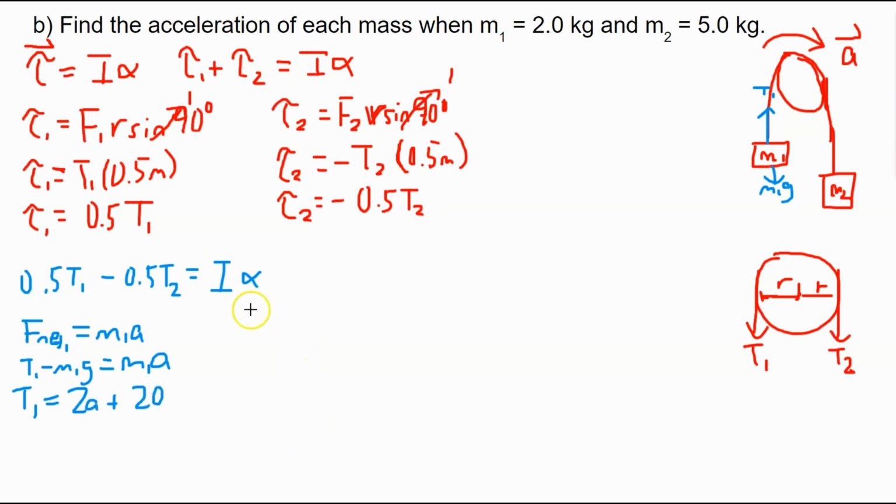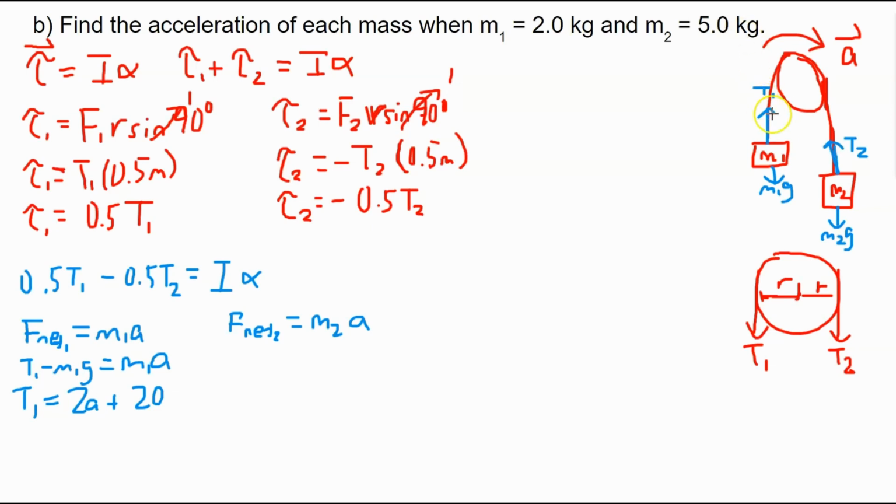And now for the second mass, so F net 2 is equal to M2A. Again, let me draw the free body diagram. So this is T2, this is M2G. Even though the arrows on our screen are pointing in the same direction, the tensions are both up, the gravity's both down, we've got to relate it to the direction of the acceleration.